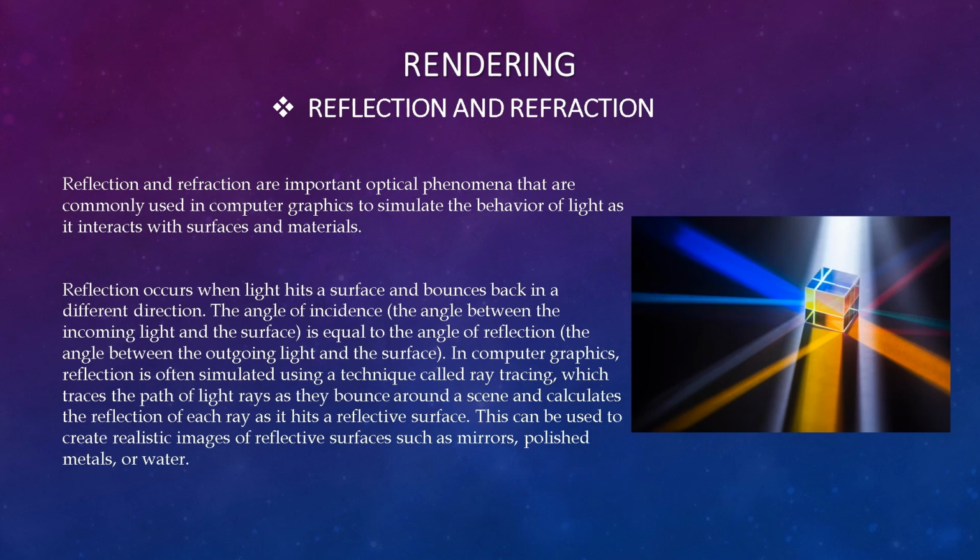In computer graphics, reflection is often simulated using a technique called ray tracing, which traces the path of light rays as they bounce around a scene and calculates the reflection of each ray as it hits a reflective surface. This can be used to create realistic images of reflective surfaces such as mirrors, polished metals, or water.